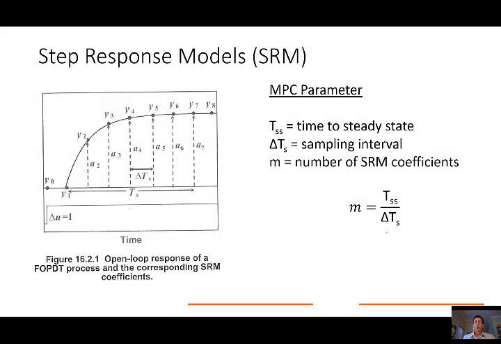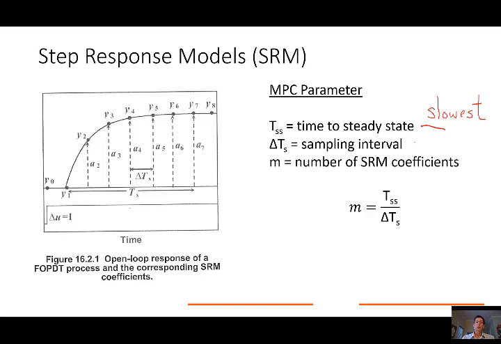So I'm going to start talking about model predictive controller parameters. The first one is the number of step response model coefficients you might consider for any process that you're developing a model predictive controller for. One is the time to steady state, and in this case you need to consider the slowest variable in your process, the time to steady state of your slowest reacting variable.